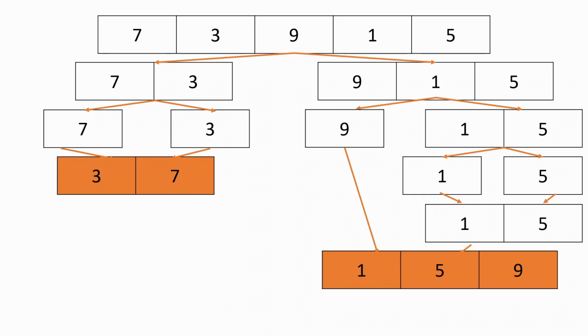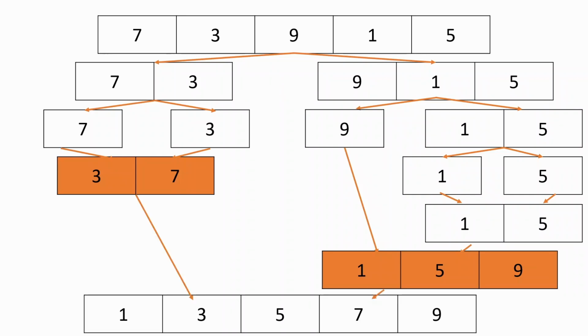Now we can merge these two arrays back together and we get a sorted array of 1, 3, 5, 7, and 9.